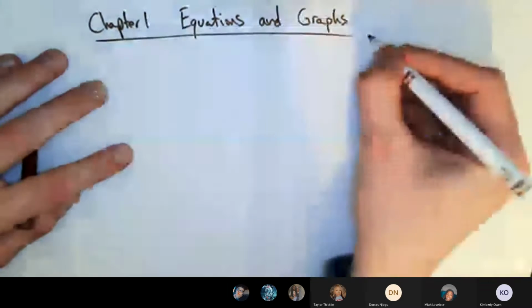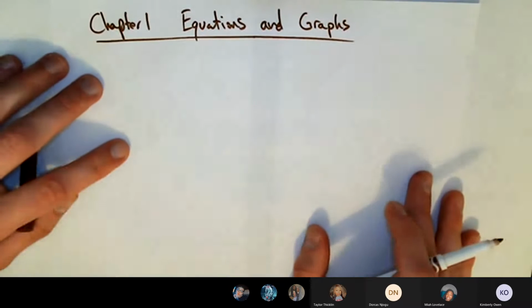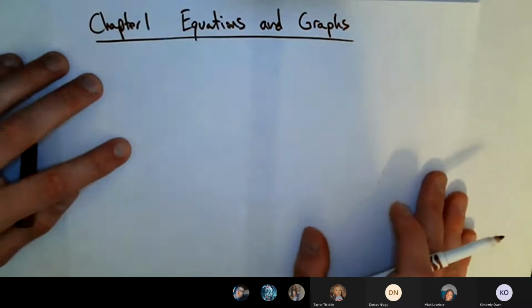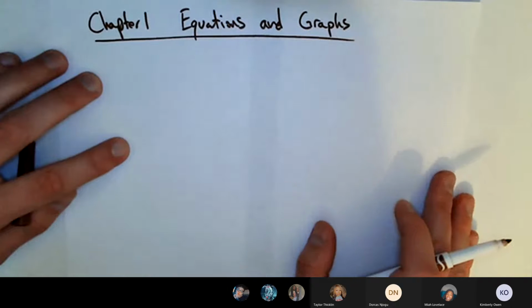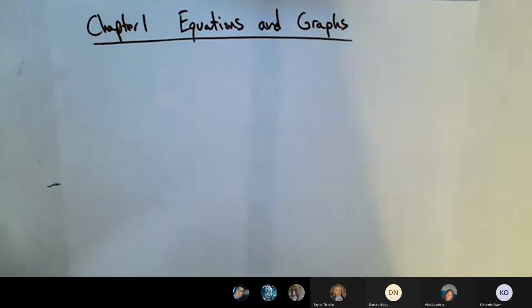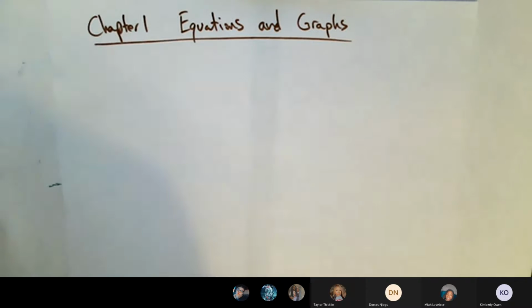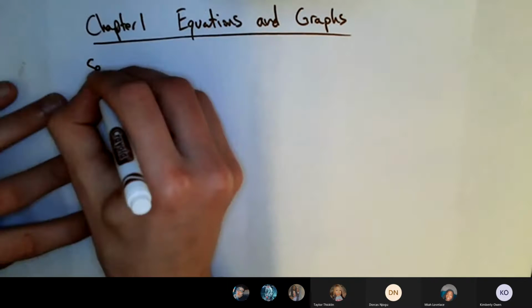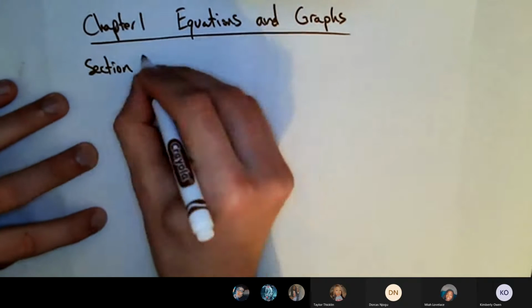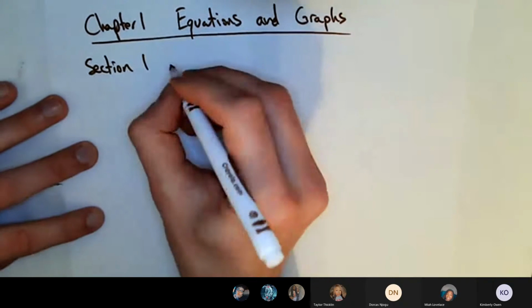It says equations and graphs, and we are going to graph some, but most of our graphing will be done of functions. We'll be graphing functions, and that'll come later in chapter 2. But we can talk about graphs of equations. That's no problem. And you've already done that, like linear equations. You've graphed linear equations before. But let's start with section 1, which is the coordinate plane.